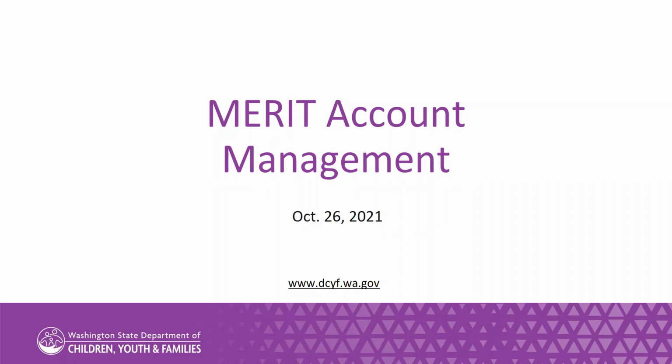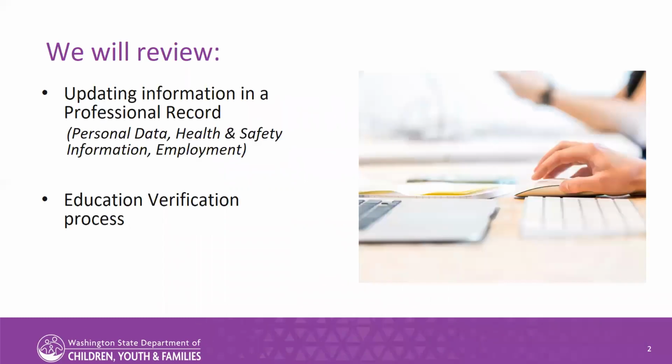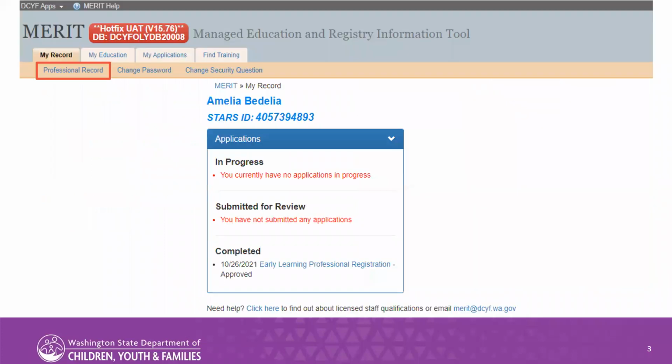Welcome. In this tutorial, we will help you understand some of the basic steps you can take to manage your Merit Professional Record. Together, we will review how to update information in your Merit Professional Record. This includes updating personal data, health and safety records, and employment information. We will also review the process for verifying and recording education in Merit.